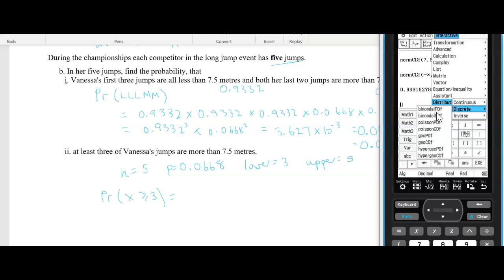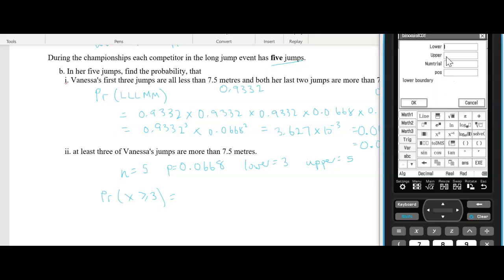Okay, so this time we're looking at not the probability of her jumps, but her number of jumps. So we want binomial CDF. So the lower limit is 3. The upper limit is 5, not 4, because she's only doing 5 jumps. She can't do infinity jumps. The number of trials is 5, and the probability of success, well, I should really highlight this.